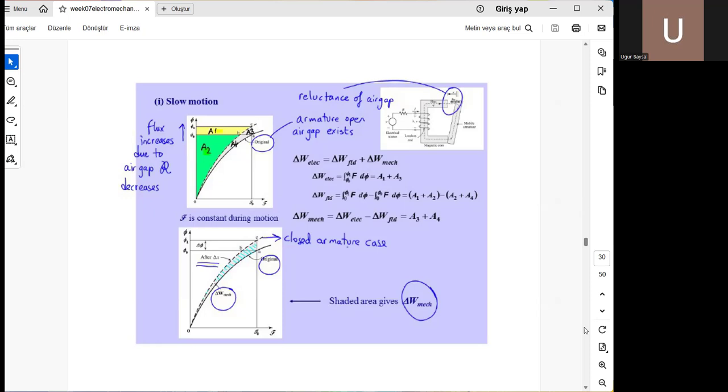There are two points, the zero air gap and maximum air gap conditions, with different magnetic flux densities and different MMFs. So we can define theoretically, if we analyze in a simpler way, we can model the mechanical movement of the plunger by so-called slow motion.